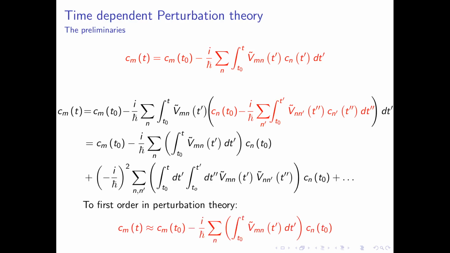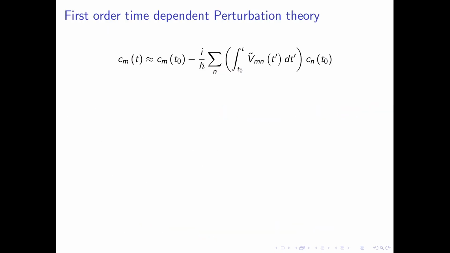So the first order approximation simply becomes Cm at t is Cm at t0 minus i by h cross sum over all n, integral from t0 to t of V tilde mn at t prime dt prime, times Cn at t0. Let me stress once again, the coefficients are all known at time t0, at least that's our premise. So there should be no difficulty in calculating this sum whatsoever. This then is the basic equation which tells us how the coefficients of the state in terms of the unperturbed basis vectors evolve in time, at least according to first order time dependent perturbation theory.